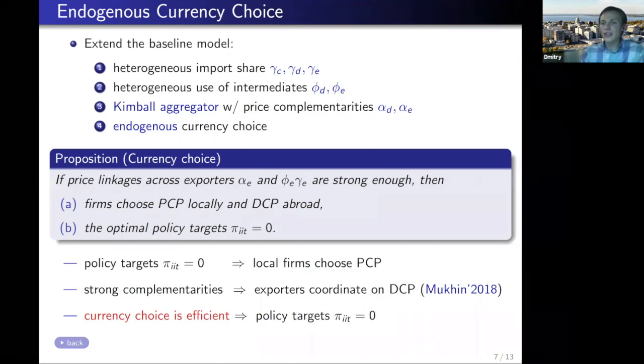Again, there is no externality at the local level, right? There is of course an externality at the global level. The global planner might want to make firms switch from dollar to some other currency, but at the local level, the local planner can't do better than private firms do. So if private firms choose dollar currency pricing, then the planner would also choose dollar currency pricing. So in that sense, the results are robust to endogenous currency choice.